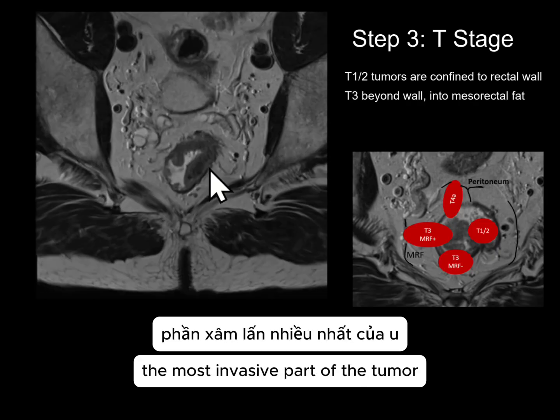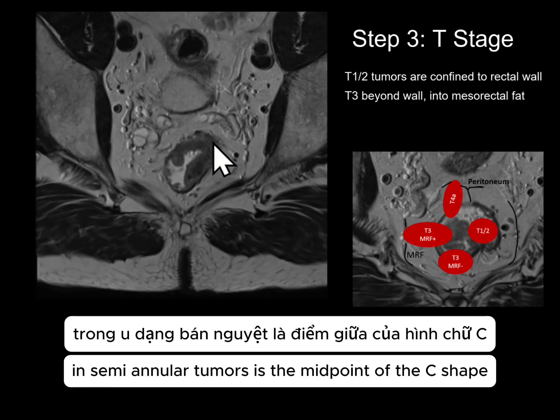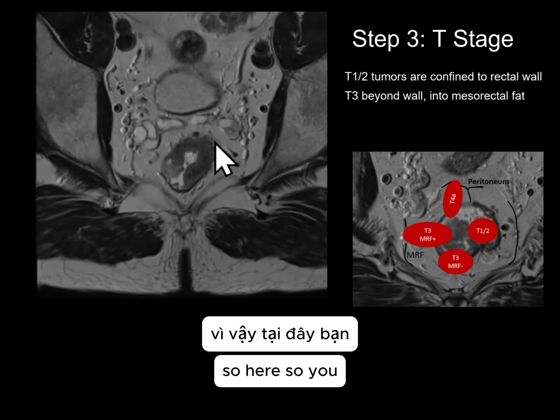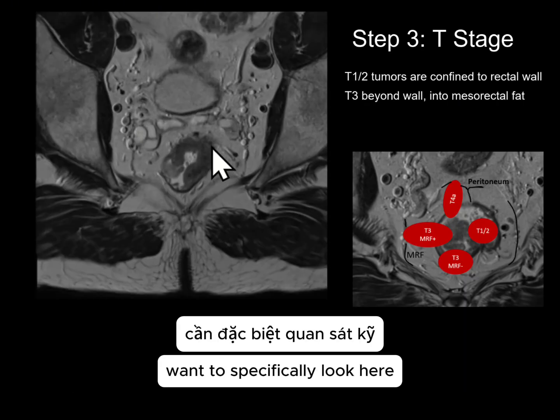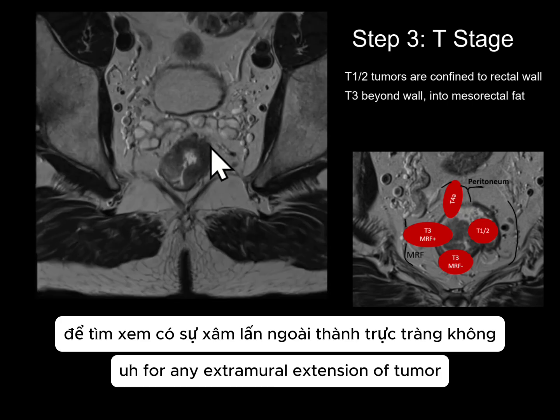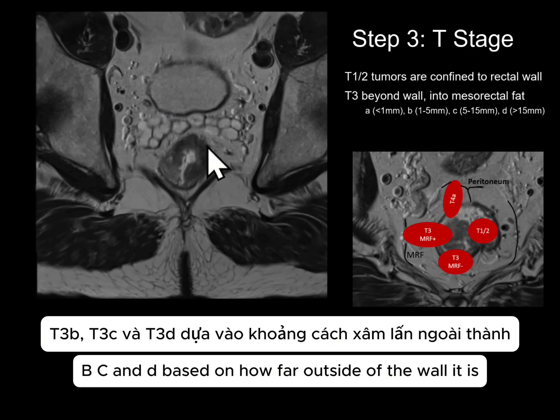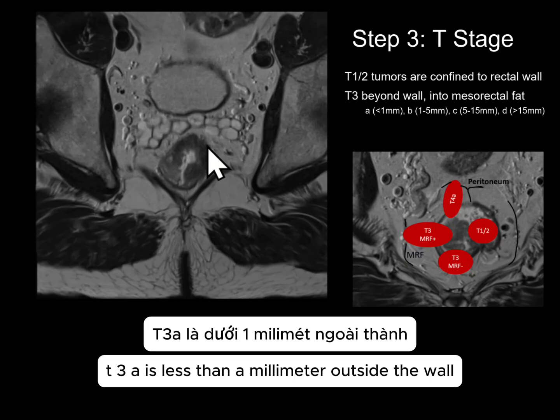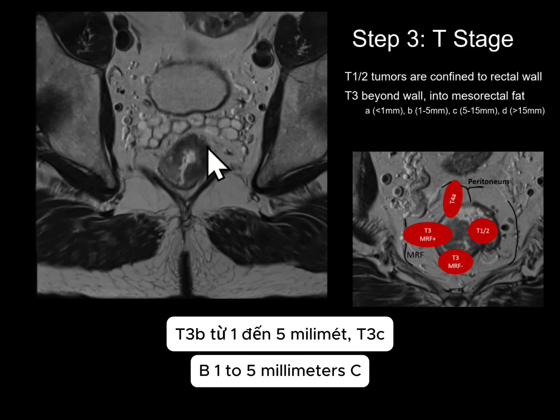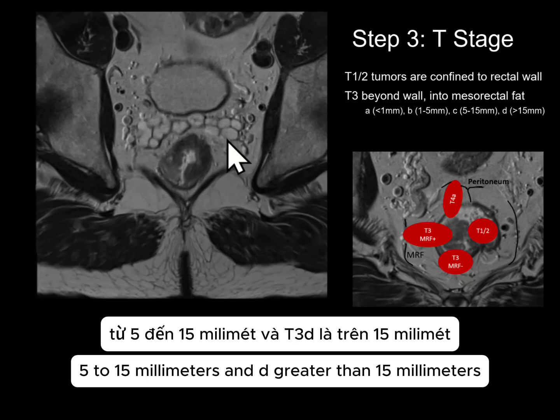Also helpful to know, the most invasive part of the tumor in semi-annular tumors is the midpoint of the C shape, so here. So you want to specifically look here for any extramural extension of tumor. T3 disease, when it's present, is separated into T3A, B, C, and D based on how far outside of the wall it is. T3A is less than 1 millimeter outside the wall, B 1 to 5 millimeters, C 5 to 15 millimeters, and D greater than 15 millimeters.